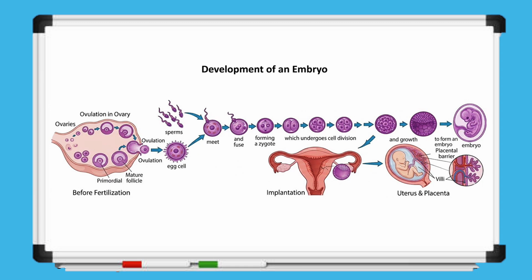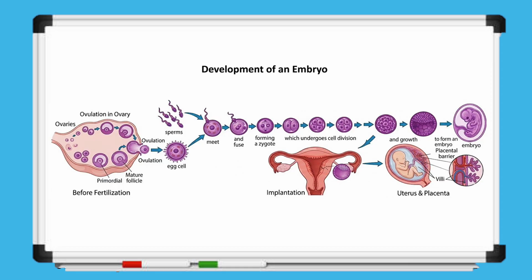It divides into 2, 4, and then many more cells, forming a solid ball of cells that later becomes a hollow structure. If this developing structure successfully reaches the uterus and becomes implanted in the thickened uterine lining, it is then called an embryo. The embryo continues to grow and gradually develops specialized tissues and organs.